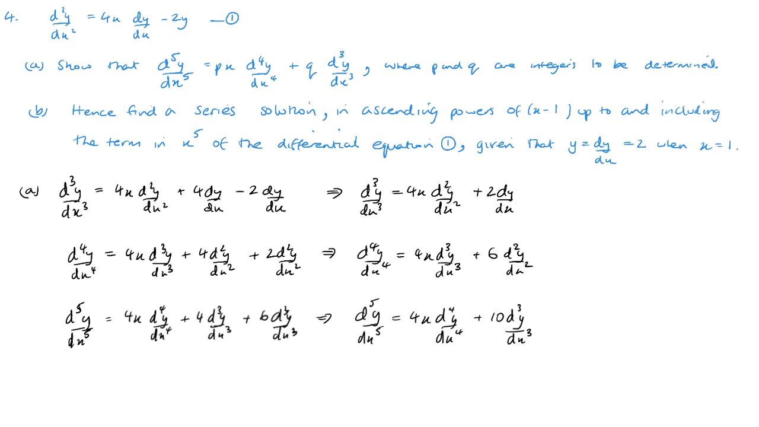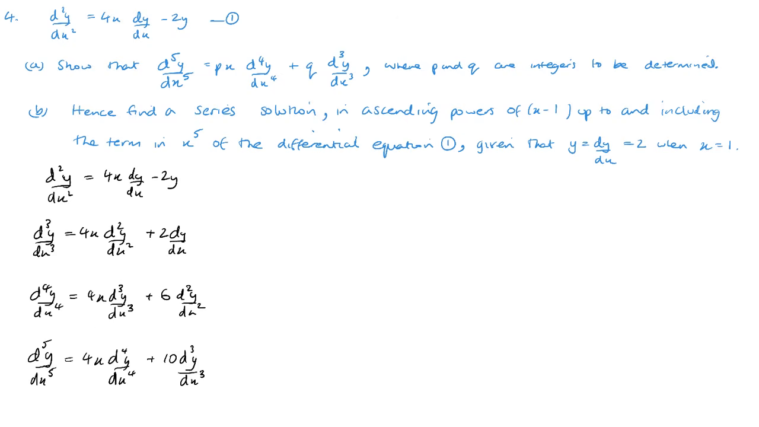Okay, let's move on to part B. So we have got that y and dy by dx equals 2 when x equals 1. So let's substitute these in. d2y by dx squared is equal to 4 times 1 times 2 minus 2 times 2. So this gives me 8 minus 4, which is going to be 4.